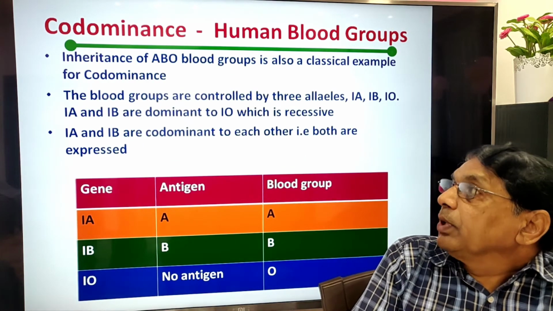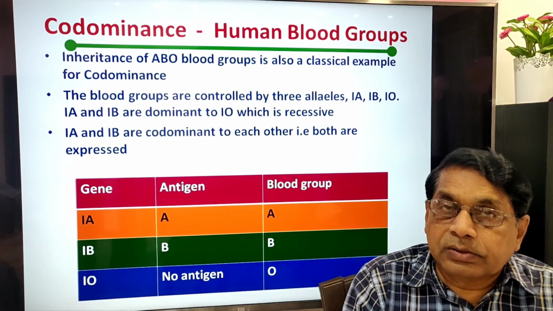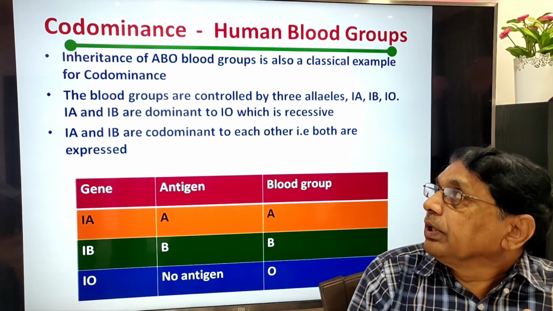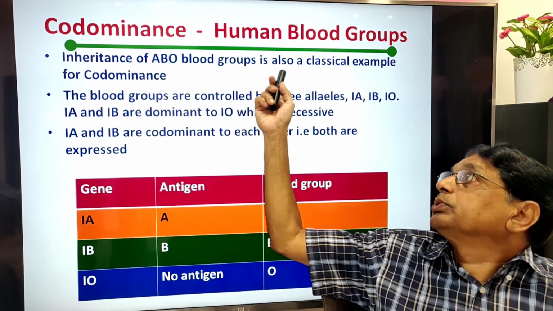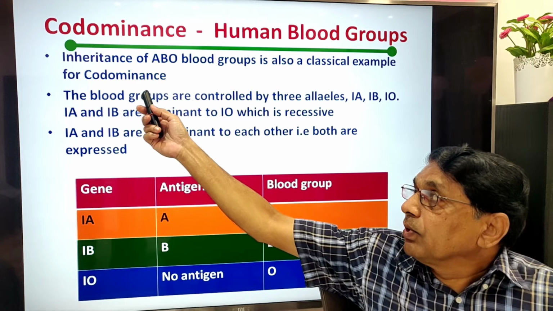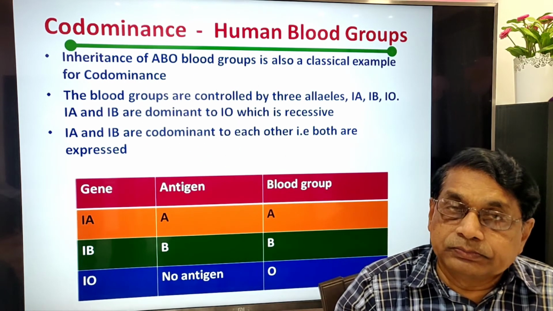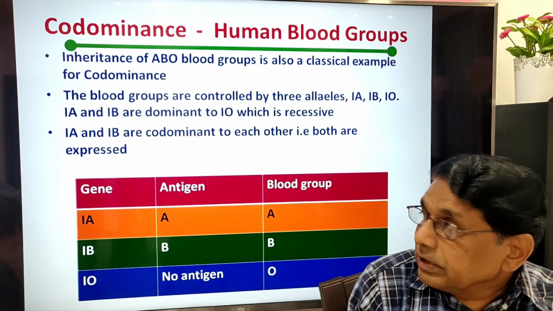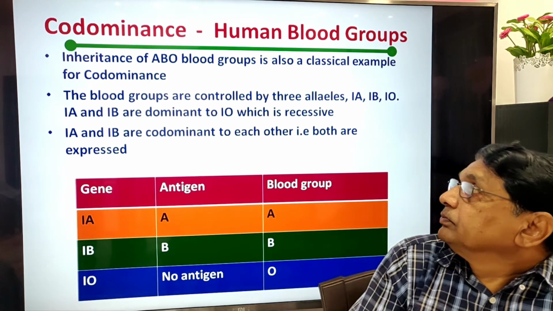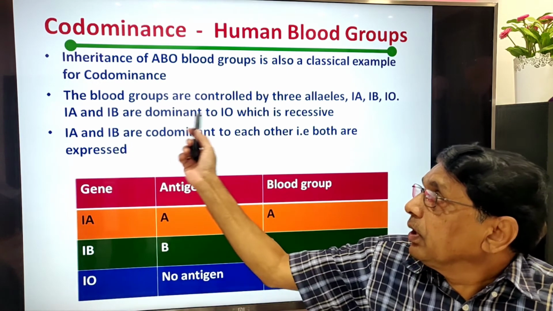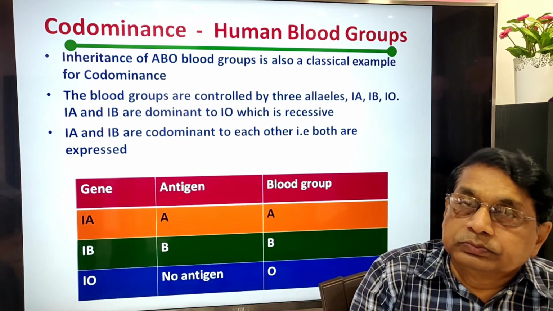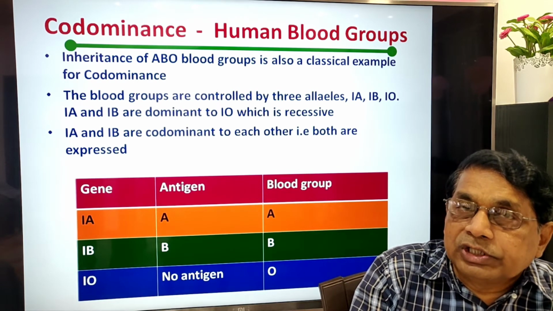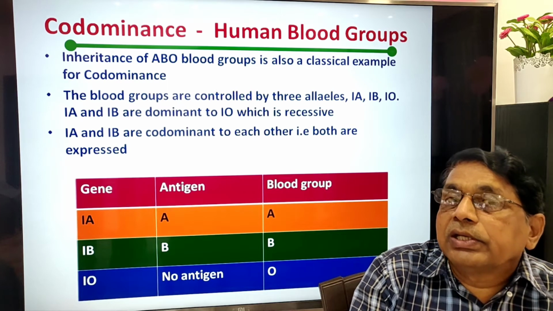Codominance in human blood groups, this is very important, very likely to be asked in NEET. Inheritance of AB blood groups is also a classical example of codominance. Blood groups are controlled by three alleles. What are those? A, B, O. One gene is A, one gene is B, another is O.